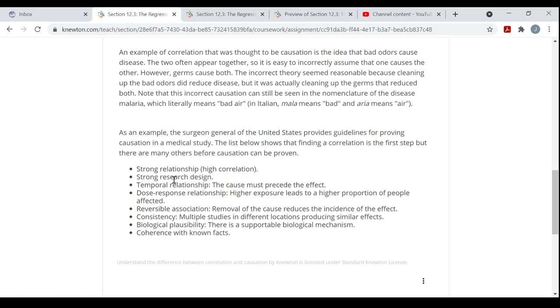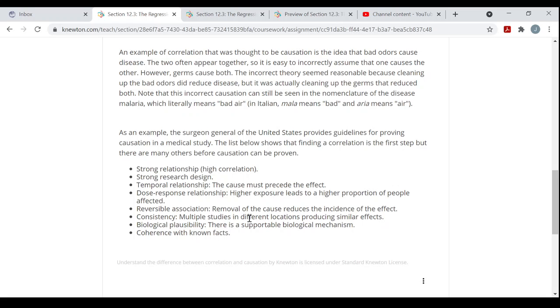Is the research design strong? Is the experiment well designed? A time relationship, a temporal relationship, a cause and effect relationship. The cause must precede the effect, right? In order for one thing to cause another, it must happen before the other thing. Dose-response relationship: higher exposure leads to a higher proportion of people affected. Reverse association: removal of this cause reduces the incidence of the effect.